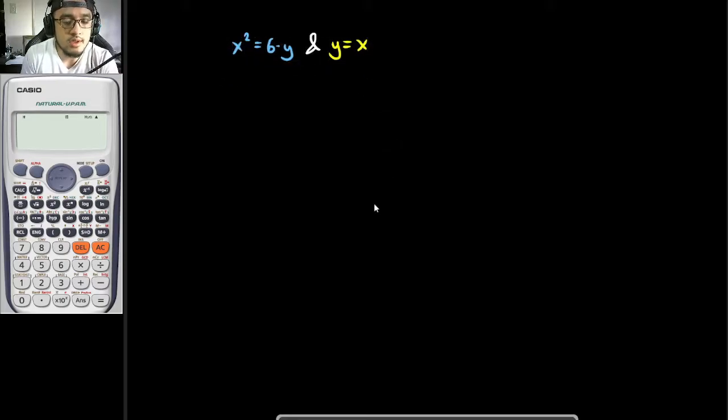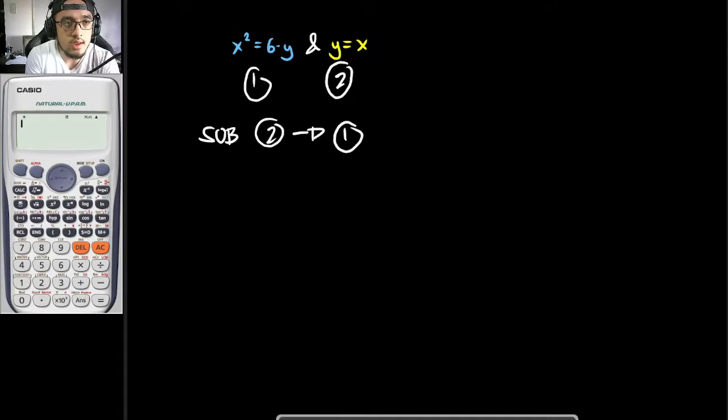So once again, I would be equating it. Let's say that this is equation 1, and this is equation 2. I would be substituting equation 2 into equation 1. So x squared is equal to 6 minus y, and our y is equal to x. So 6 minus x.